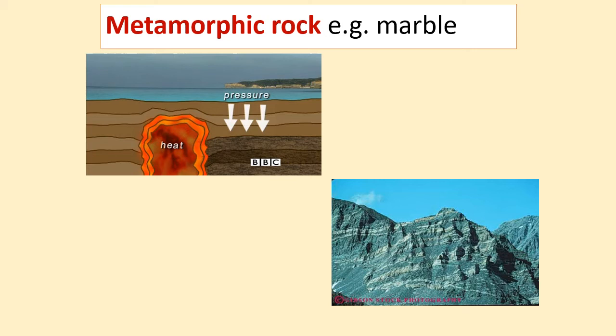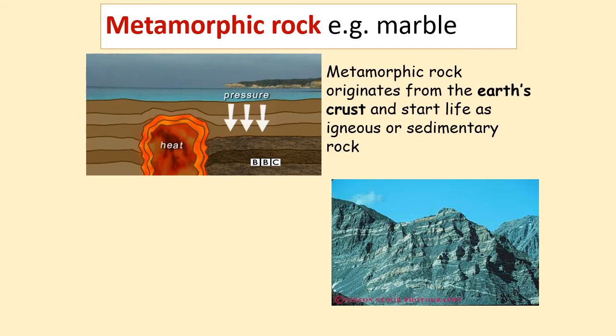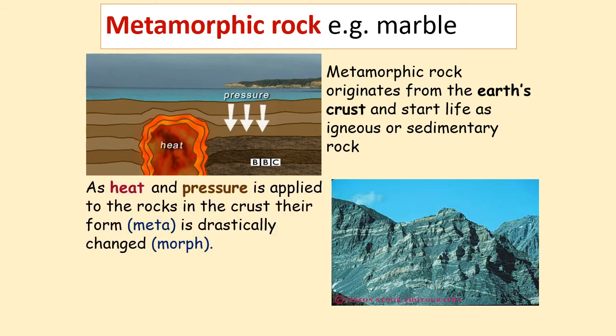And metamorphic rocks are when igneous rocks or sedimentary rocks get transformed through two different processes. So metamorphic rock originates from the Earth's crust, so near the Earth's crust. And they start off as an igneous or a sedimentary rock. If your igneous or your sedimentary rock gets heated up a lot or gets a lot of pressure applied to it, then their form will change.